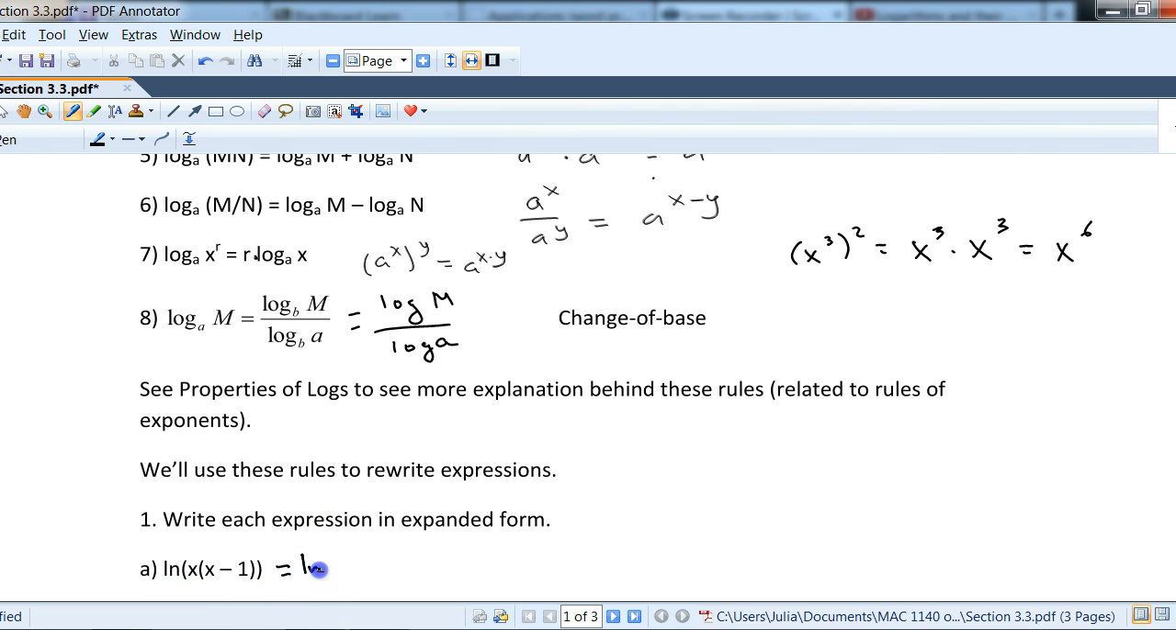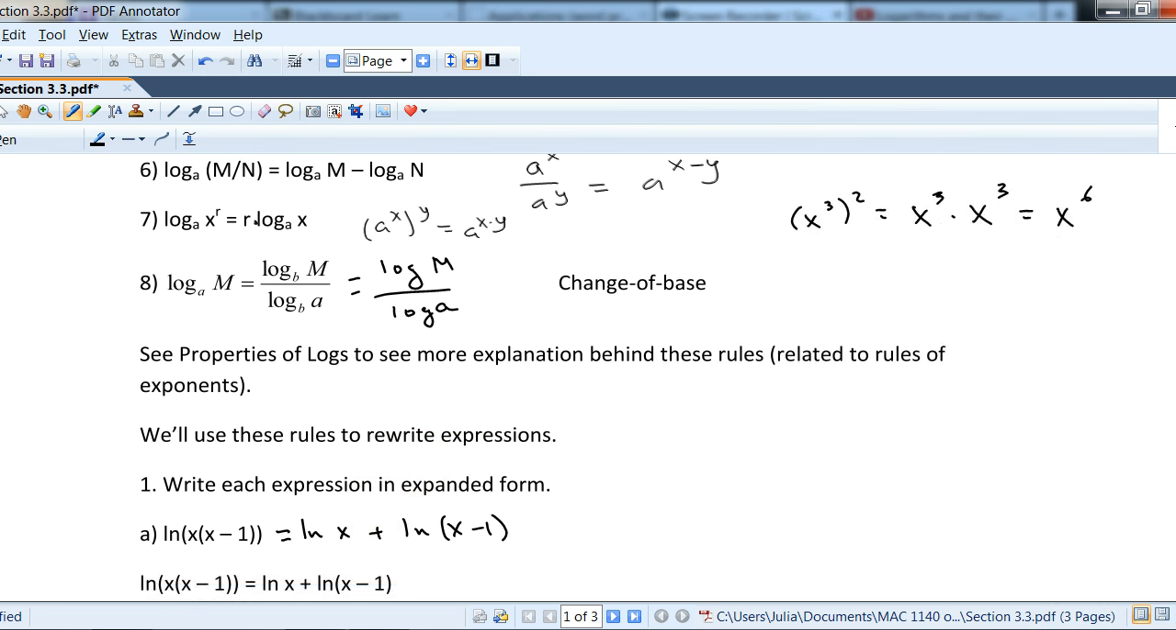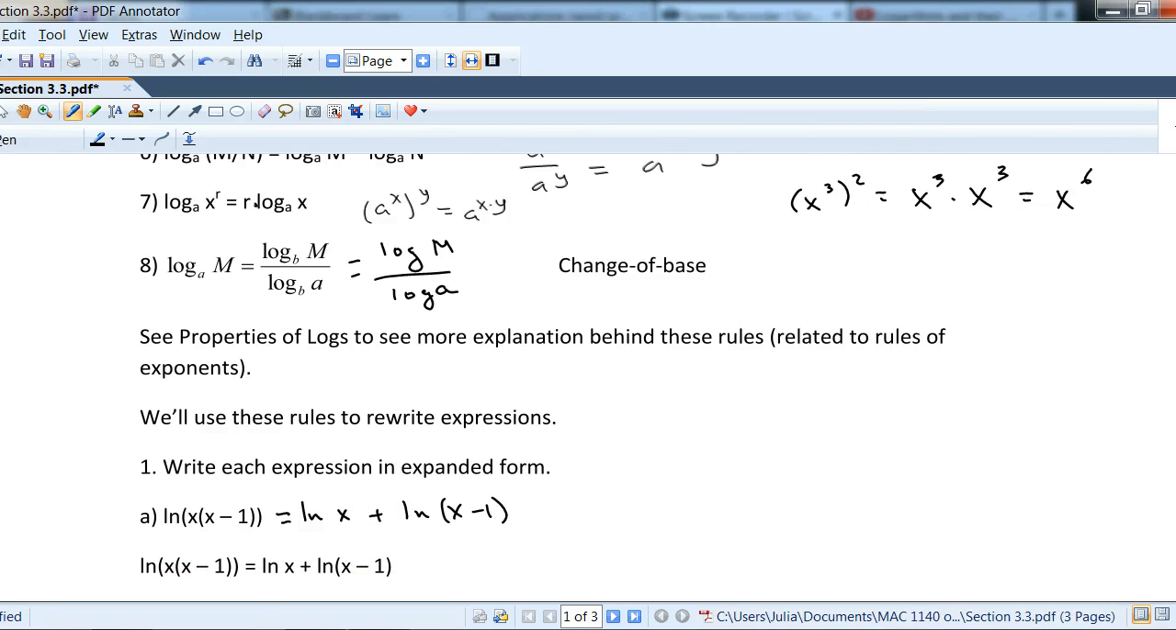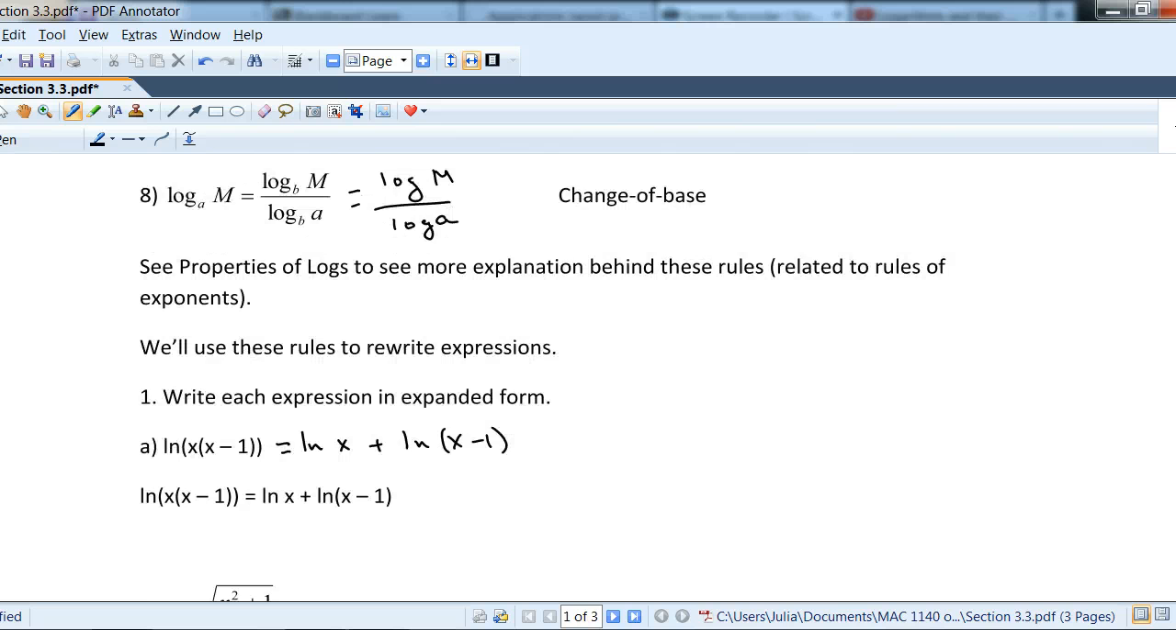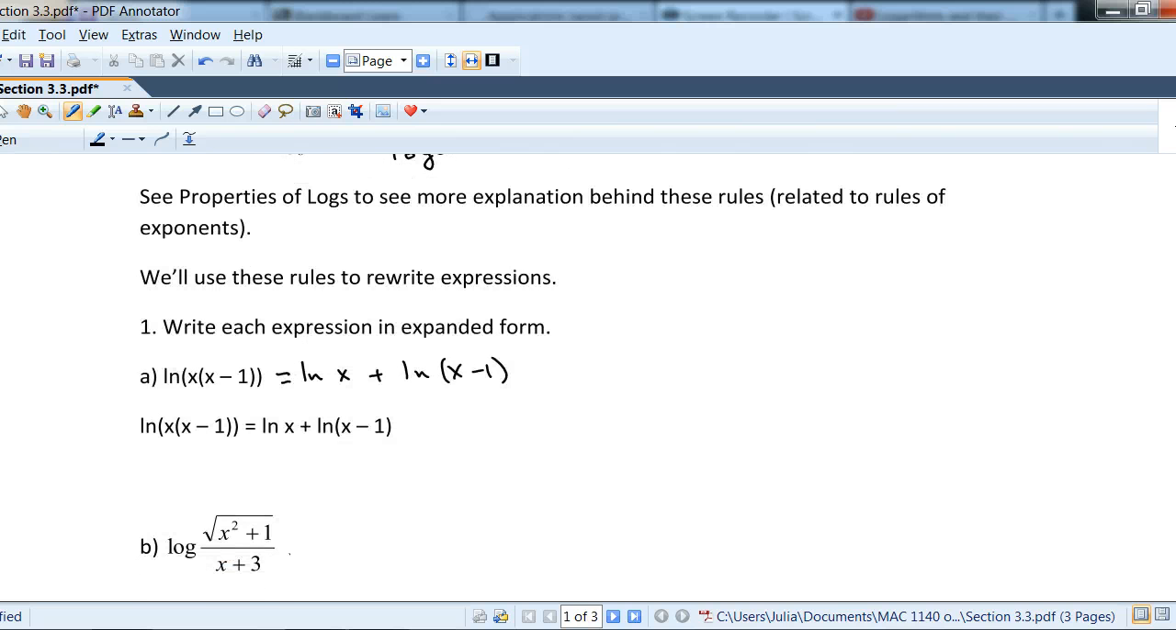Well, this would be ln of x plus ln of (x minus 1), because of the product. If there are more composite terms like x minus 1, we can put them in parentheses. Around x you can put parentheses or not, it just depends. And that's pretty much it. So it's a relatively simple example. Notice how I have it typed out. Okay, what about something more complicated?